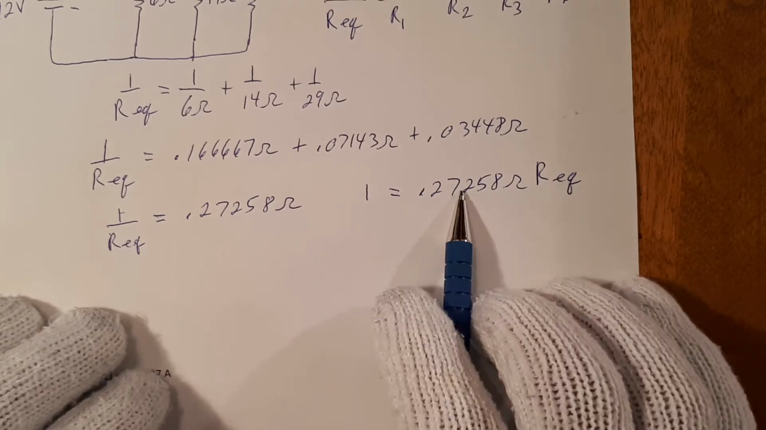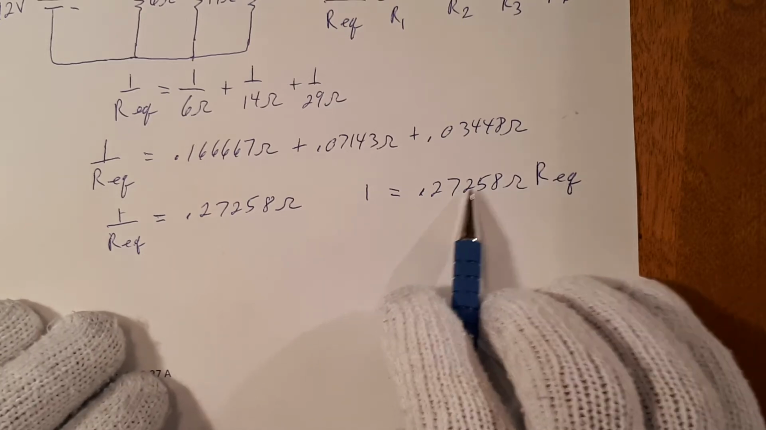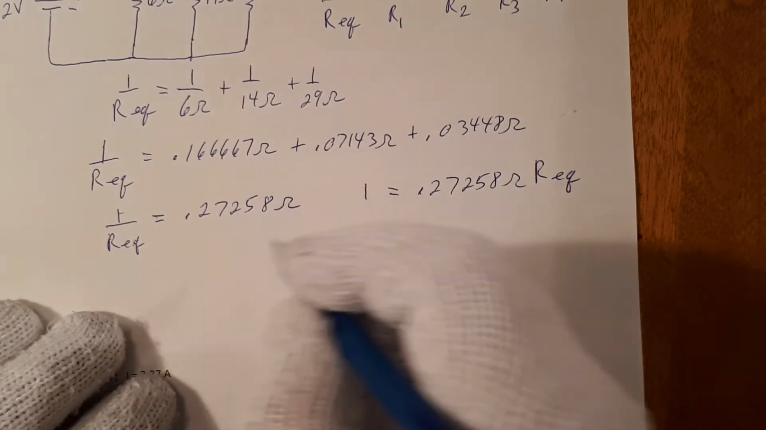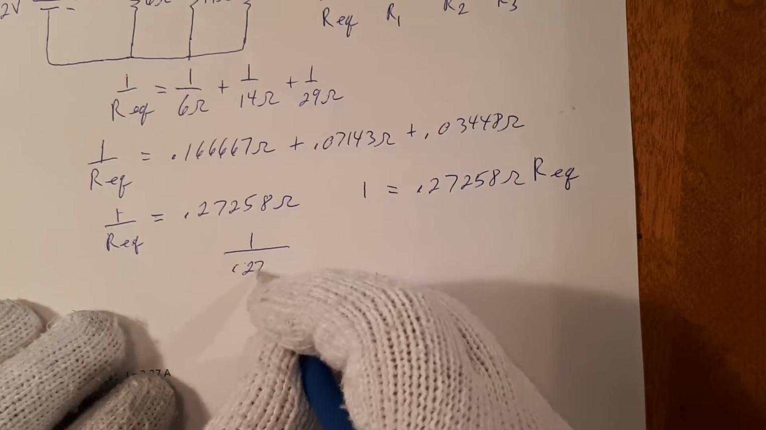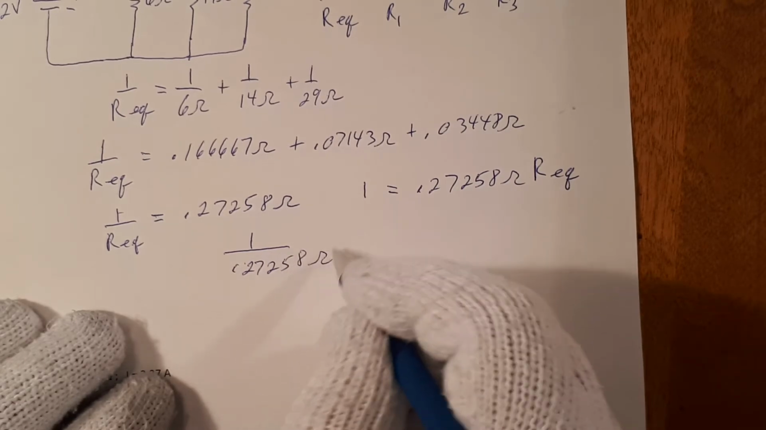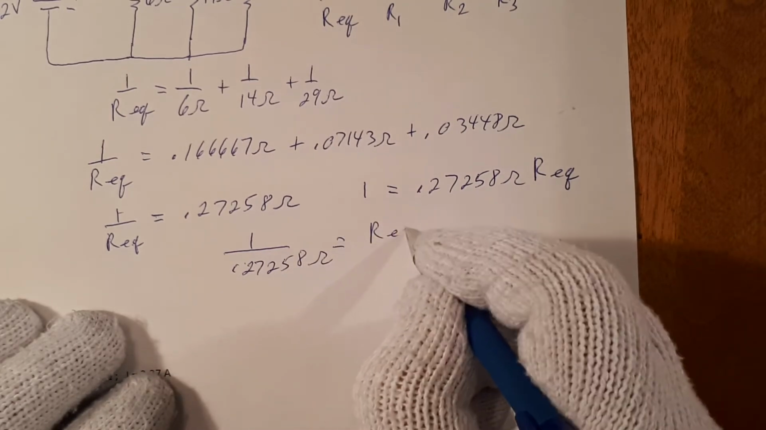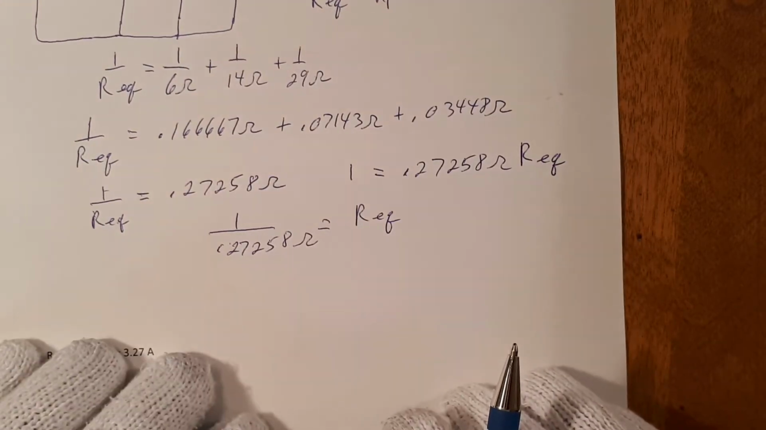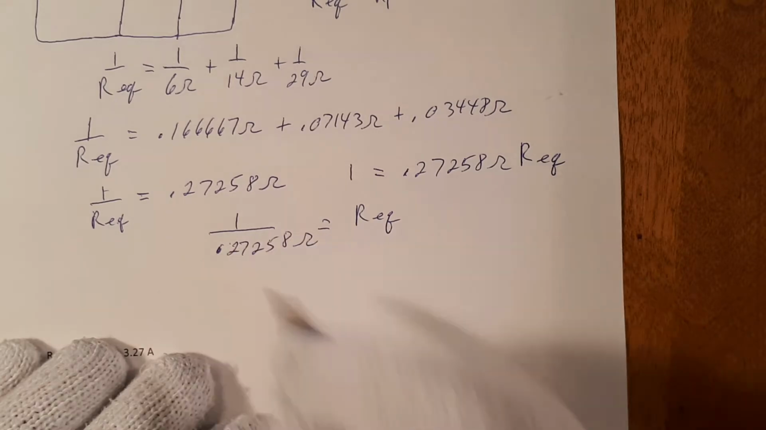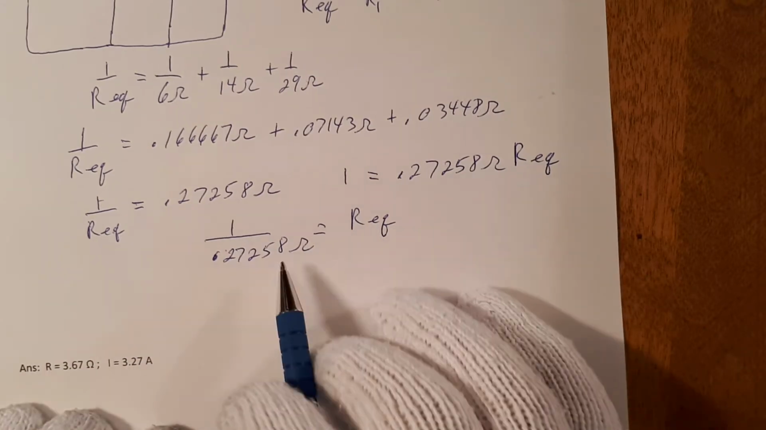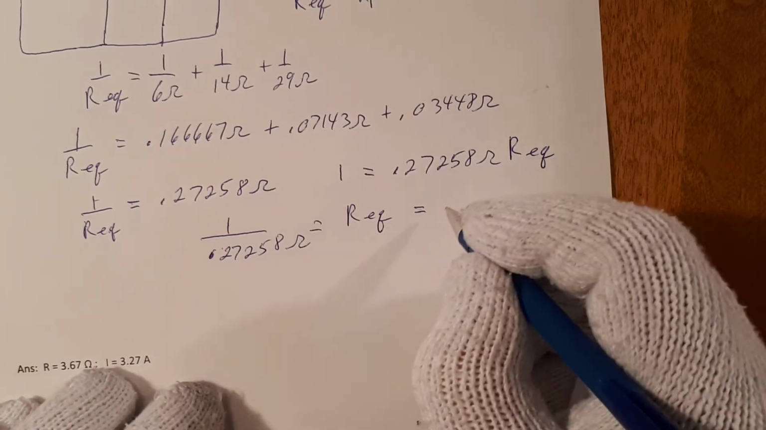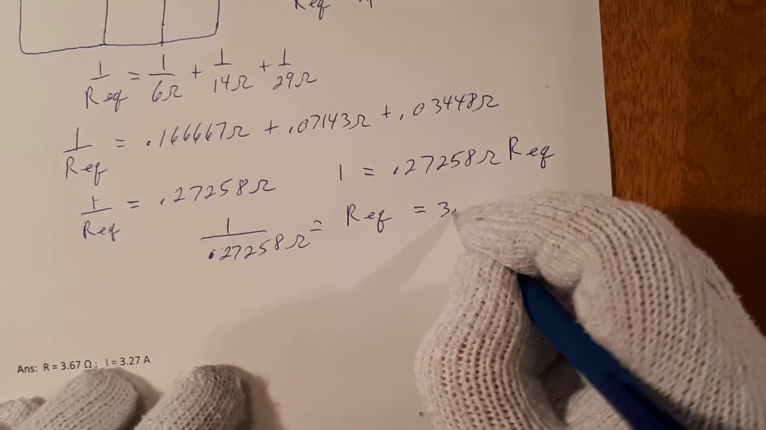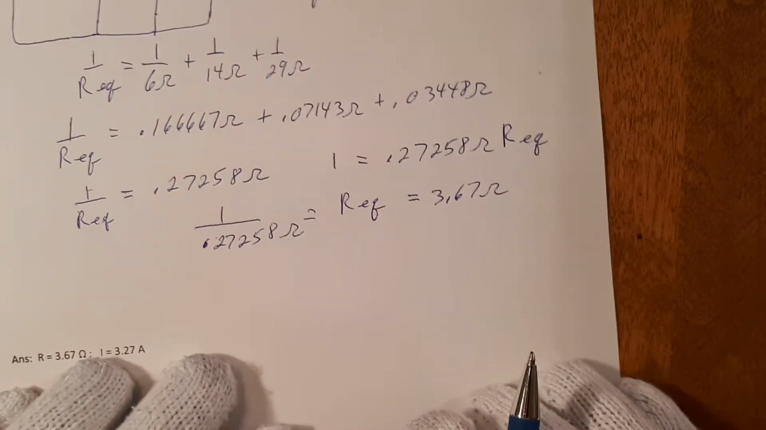We want to isolate R. Therefore, dividing both sides by this value, it looks like this. 1 divided by 0.27258 ohms is equal to the equivalent resistance. That's a decimal point. Doing this division now, equivalent resistance will be 3.67 ohms.